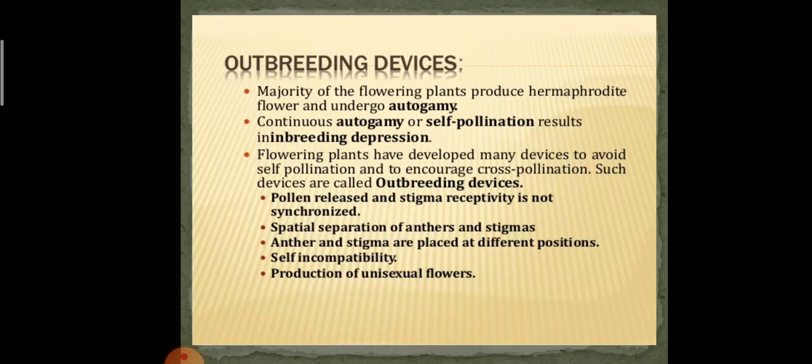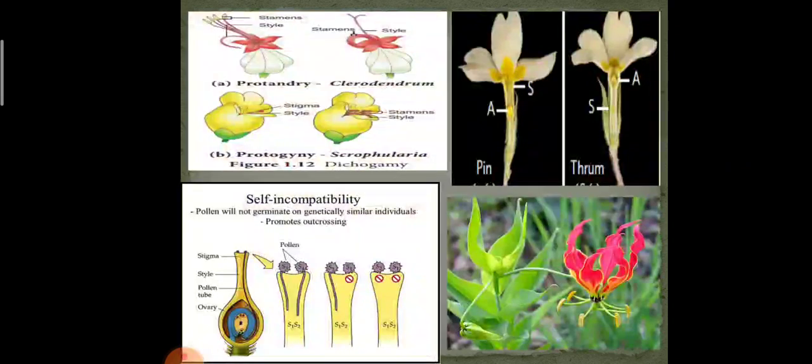Cross pollination actually takes place because of a few outbreeding devices. Because of these devices, cross pollination takes place instead of self pollination. And what are these agencies, or devices, through which cross pollination takes place?